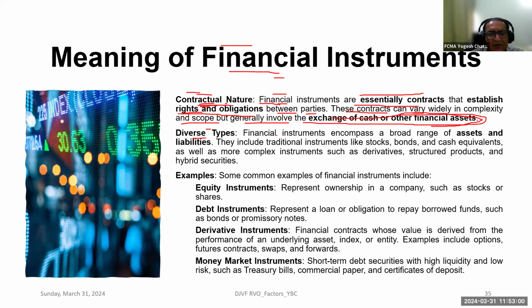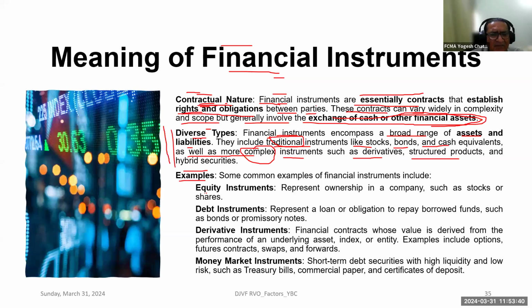Now, diverse types. A financial instrument covers a broad range of assets and liabilities. They will include traditional instruments like stock, bonds, cash equivalents, as well as more complex instruments like derivatives, structured products, and hybrid securities. Depending upon the nature of the contract, it will be determined whether the financial instrument is traditional in nature or complex in nature.